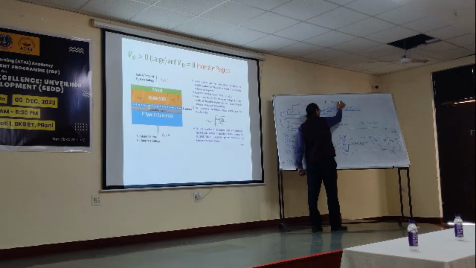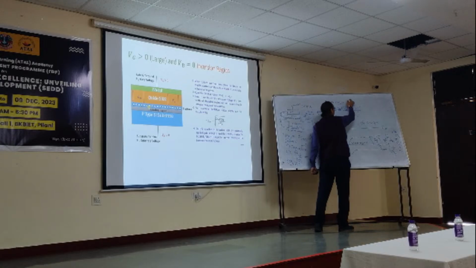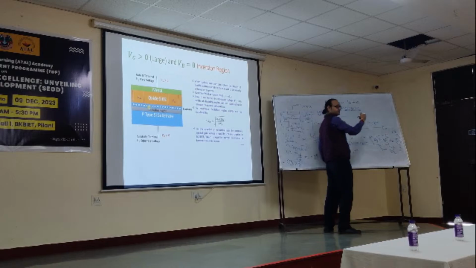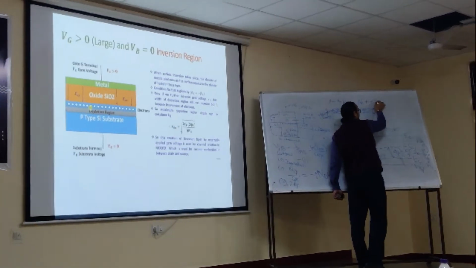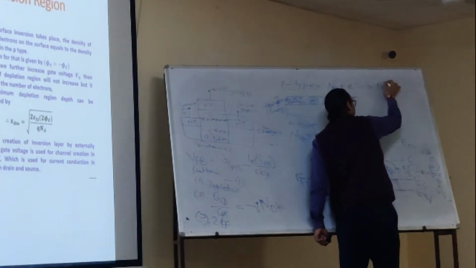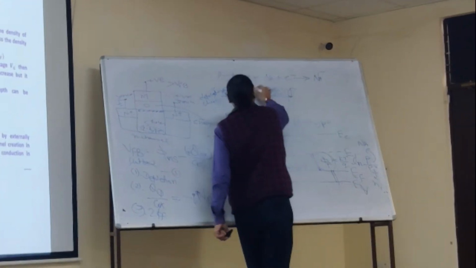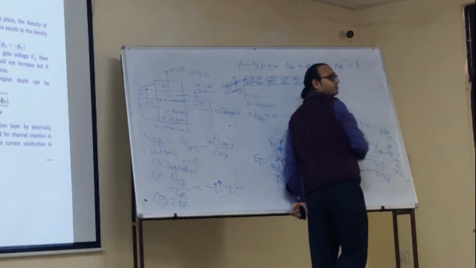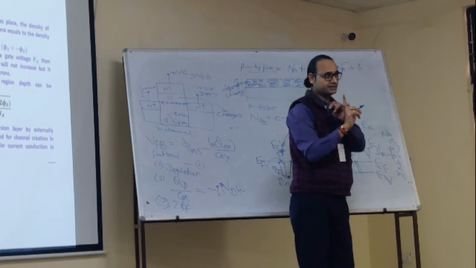Let me elaborate that point again. In P type, we will be adding an acceptor atom. What will it do? Go to the basics first. An acceptor atom will accept one electron and it will become an acceptor ion, that you are representing here. And at the same time, it will have one hole, for every acceptor.